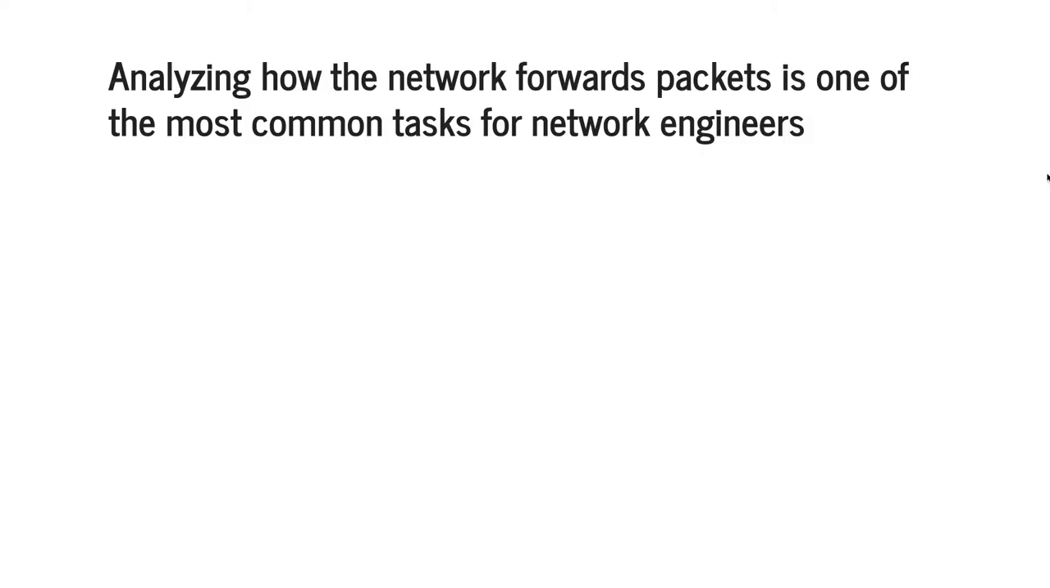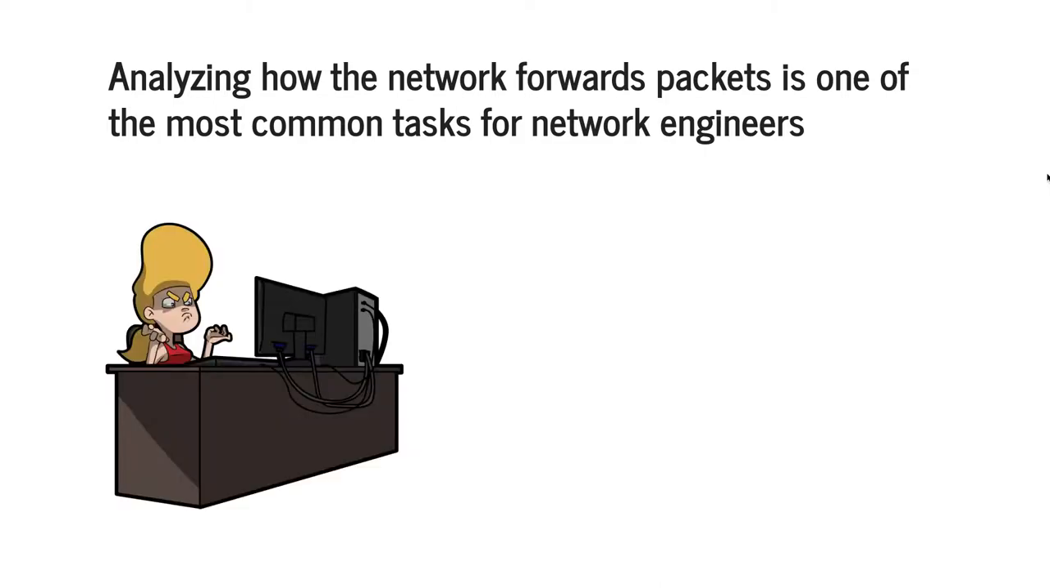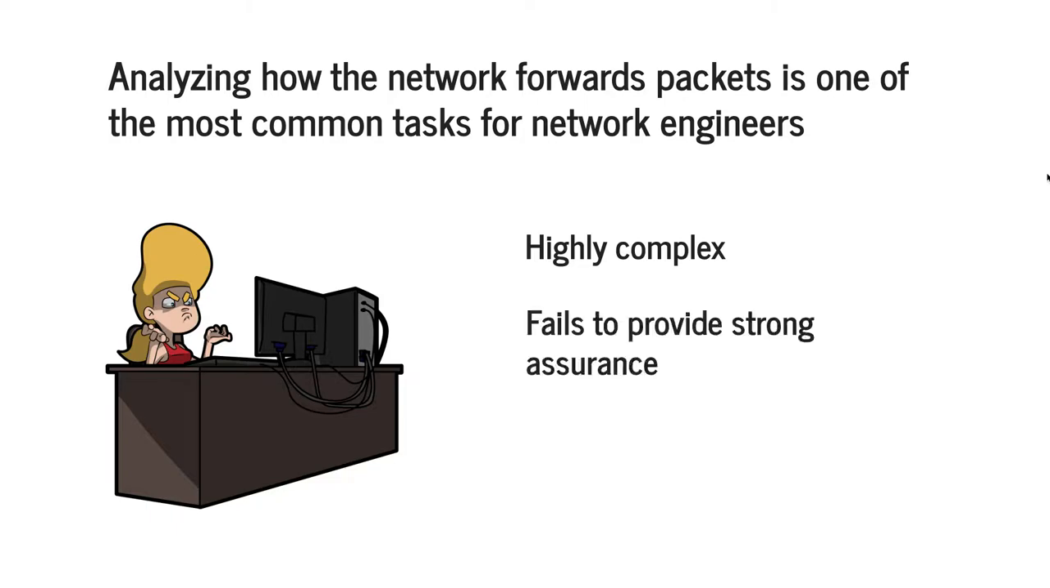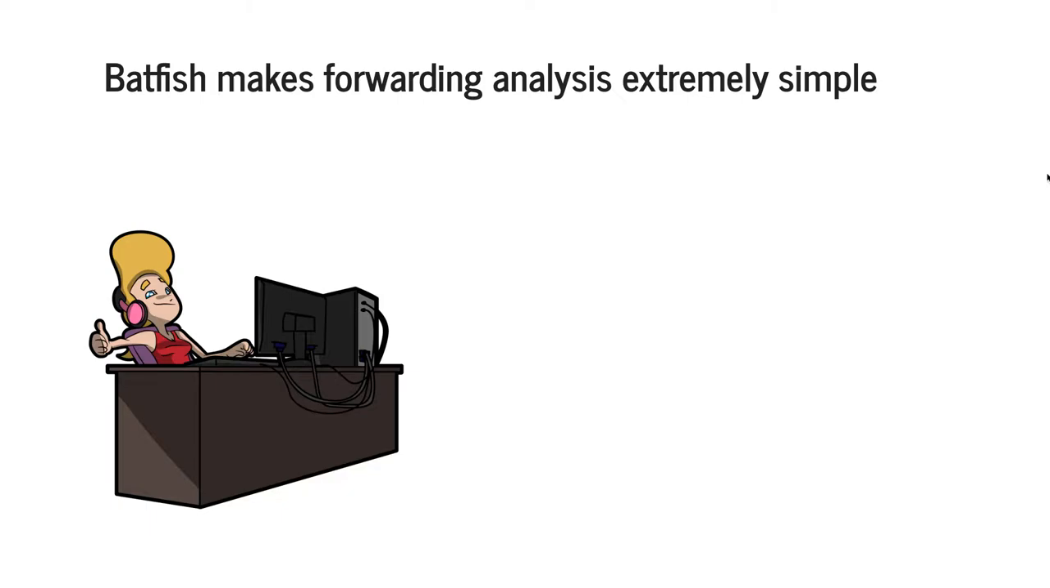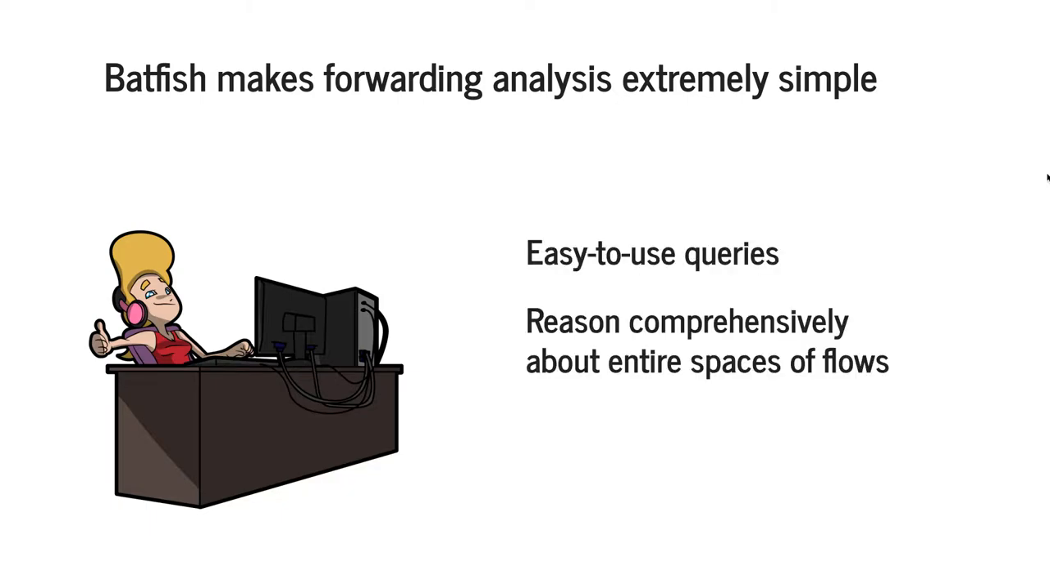Analyzing how the network forwards packets is one of the most common tasks for network engineers. Typically, it is performed by running traceroute between multiple sources and destinations and debugging the results. This process is highly complex, even in a moderately sized network. It also fails to provide strong assurance, as only some of the source-destination pairs and only some of the packets can be feasibly tested. Batfish makes forwarding analysis extremely simple by providing easy-to-use queries over a centralized view of the network with the ability to reason comprehensively about entire spaces of flows.